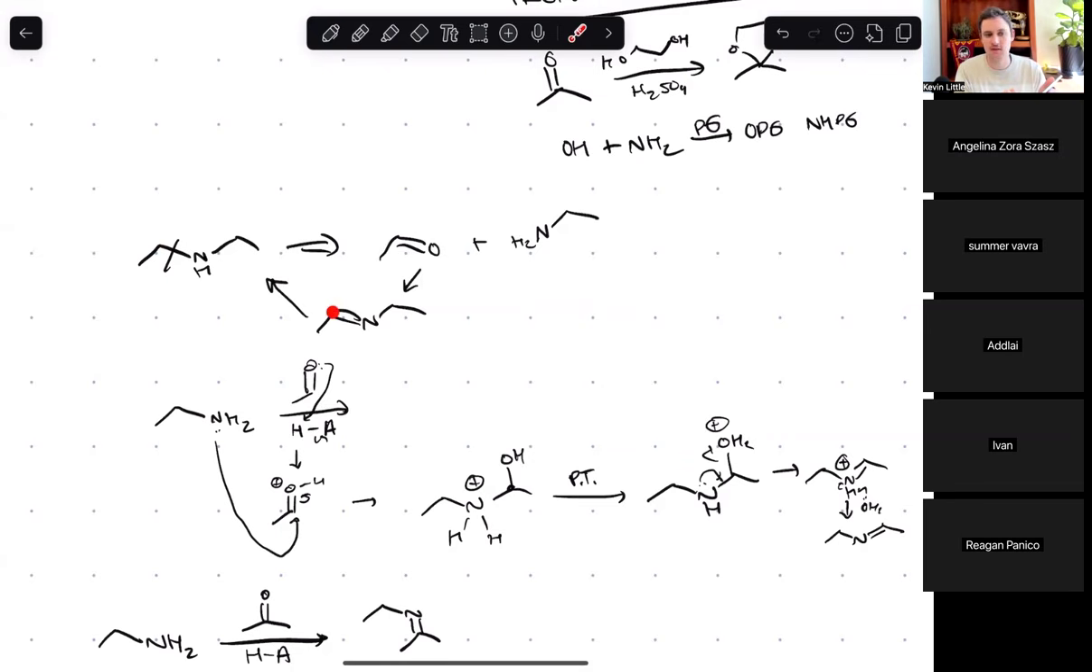Is this a nucleophilic or electrophilic carbon? Electrophilic. Why? Because it has the double bond on it. Right, it looks kind of like a carbonyl, doesn't it? Yeah. All right, let me ask you a different question.